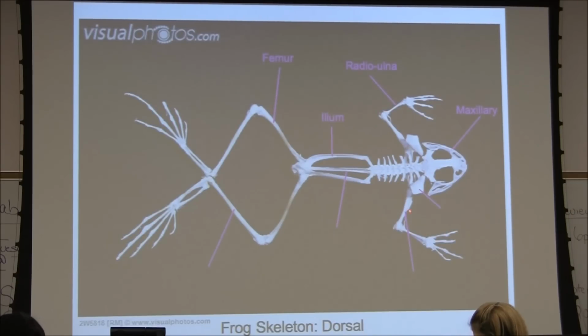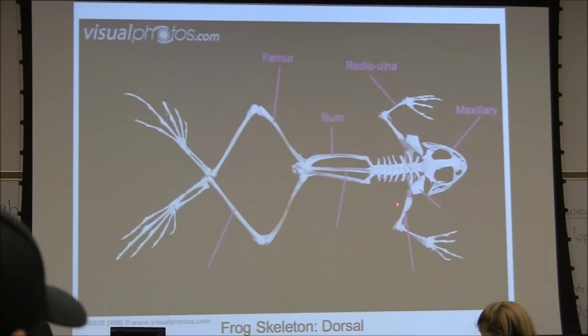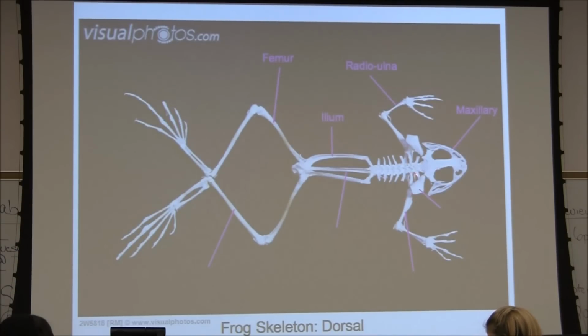Okay, what's this guy right here? His arm. It's because I skipped this one, that's why you're thinking I'm crazy. What's this? Scapula. That is the scapula. What is this guy here? Yes, it is your humerus. What's this guy right in the middle? It's the urostyle.